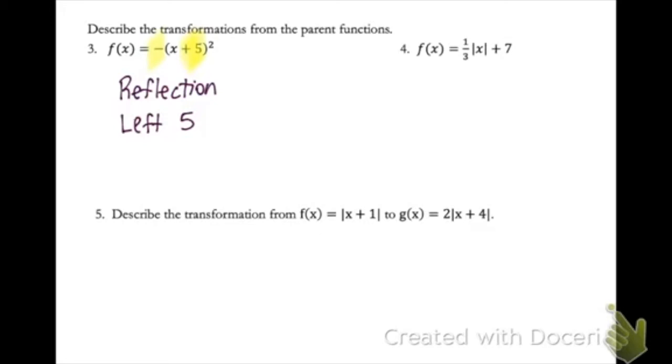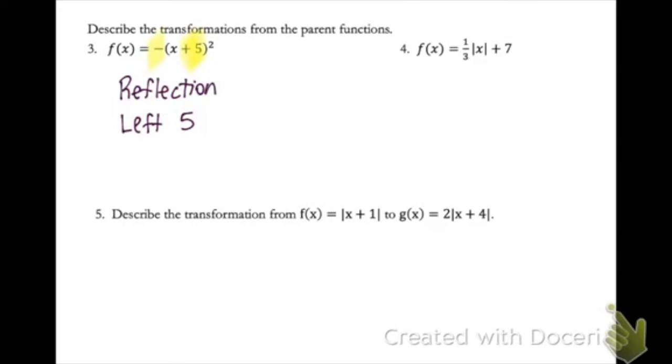I also meant to mention on problem 3 that that is a quadratic equation, and we know that because it has a degree of 2, the squared up in the top right. Problem number 4. While we're at it, we may as well talk about that is an absolute value equation, and I know that because of the absolute value bars around the x.